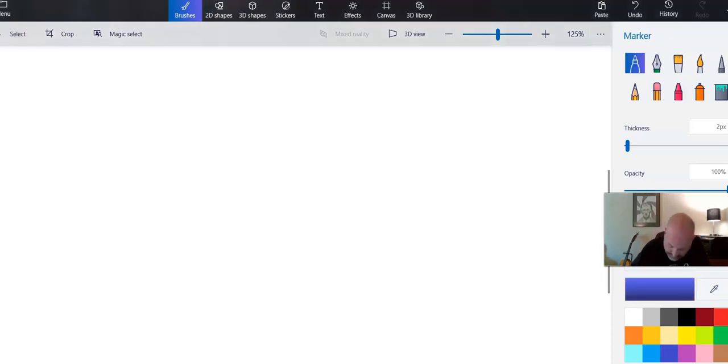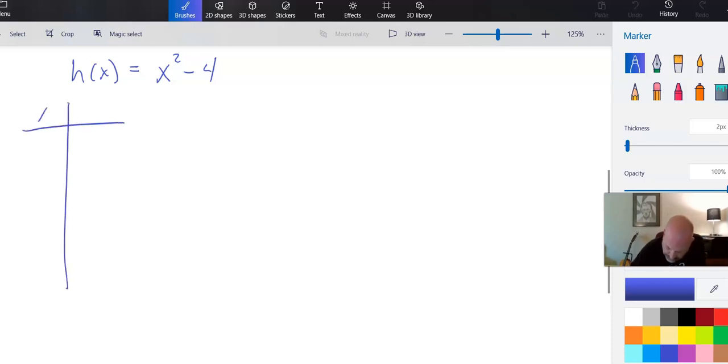So let's say we have h of x. Again, it's just a name. F, G, and H are the common function names, so I'm just trying to use them all so you get used to seeing them. Let's say it is x squared minus 4. And then the x values I'm going to give you are the same ones that you had last time.